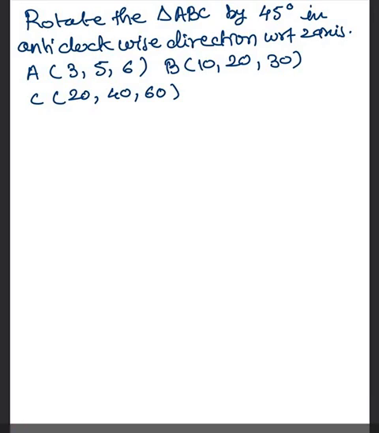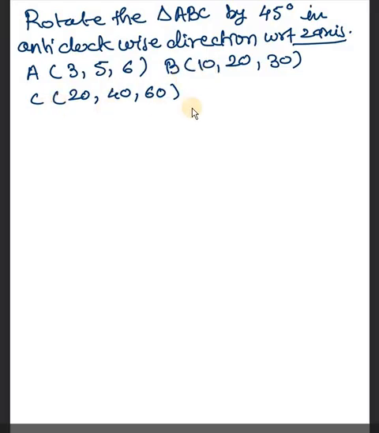Let us do sums on rotation, both 3D as well as 2D. So let us start with 3D. Now, very basically, you have triangle ABC and you have to move it by 45 degrees in anti-clockwise direction with respect to z-axis. So when the axis is given, very well and good. If it is not given, you assume it is the z-axis. Okay. So points A, B and C are given to you.